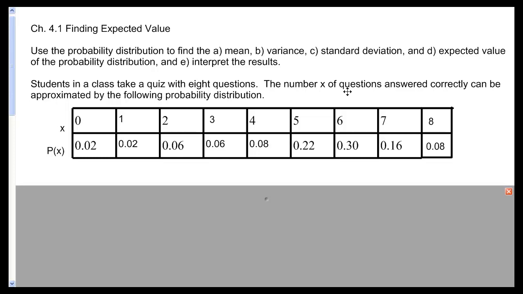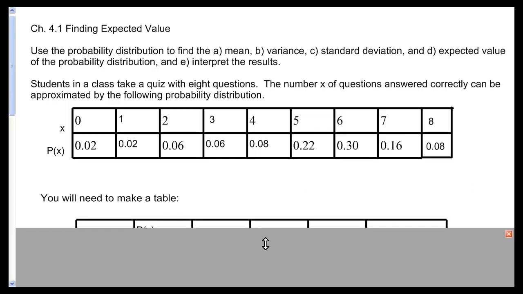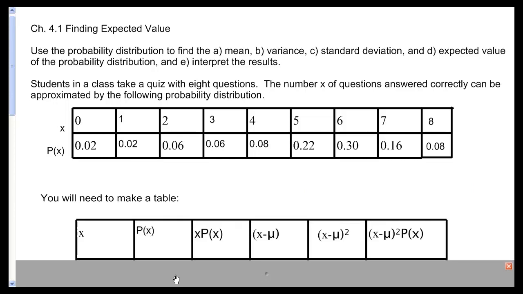The number X of questions answered correctly can be approximated. So here, if there were 0 questions answered, the probability is 0.02. Now, all of this was given to you. We haven't figured this one. I'm going to show you one in a few minutes where you'll actually figure it, but this one was given to you. So if you make a table, here's what you're going to put in the table.